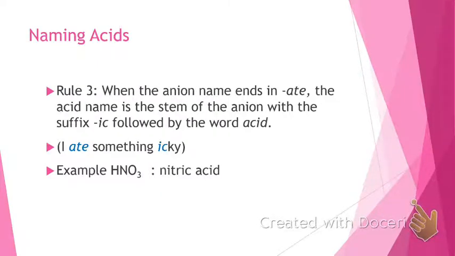Okay, rule number 3 for acids. When our anion that makes up our acid ends in ate, we are going to name it with the suffix ic followed by the word acid. To help you remember this, think I ate something icky. You're going from an ate anion to an acid that ends in ic. Your example is HNO3, that's nitric acid.